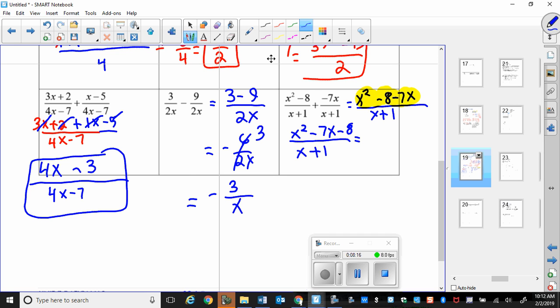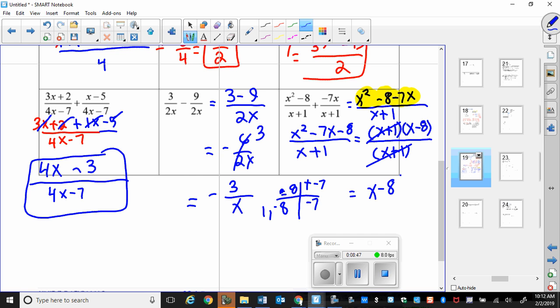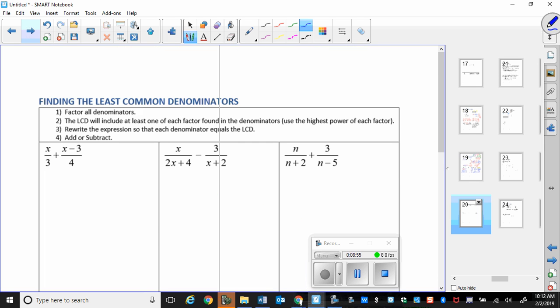So I'm looking for two numbers to factor here. Two numbers that multiply to negative 8 and add up to negative 7. So that would be 1 and negative 8 to give me negative 7. This equals x plus 1 times x minus 8 over x plus 1, and it simplifies. You have to be cautious. You have to be careful and make sure that you're checking to see whether or not these polynomials can be factored when you're doing this work.